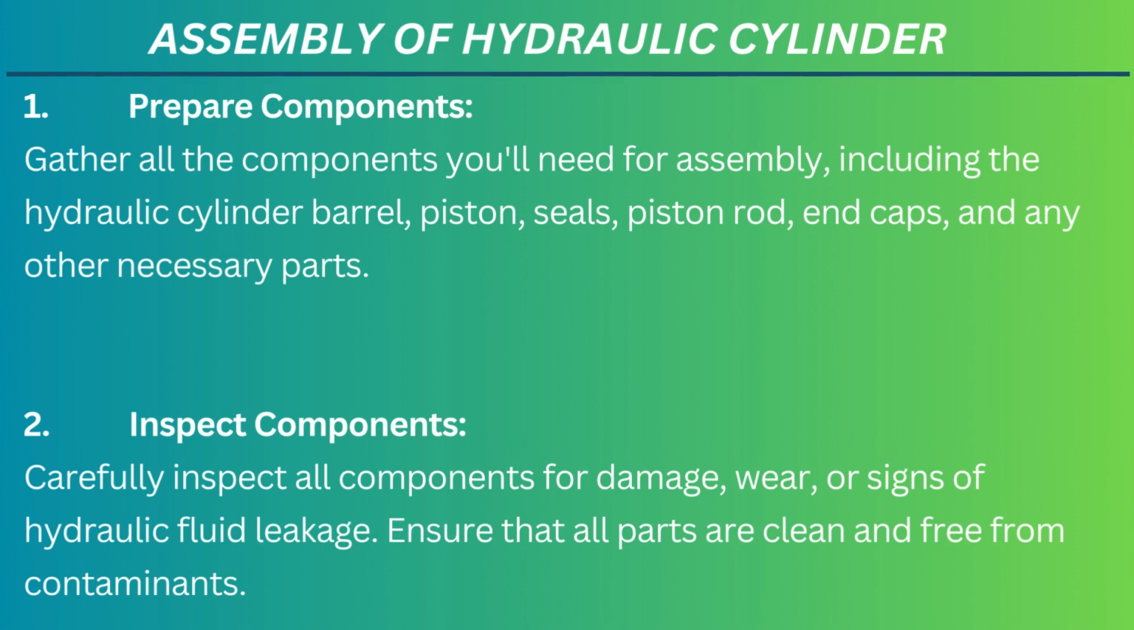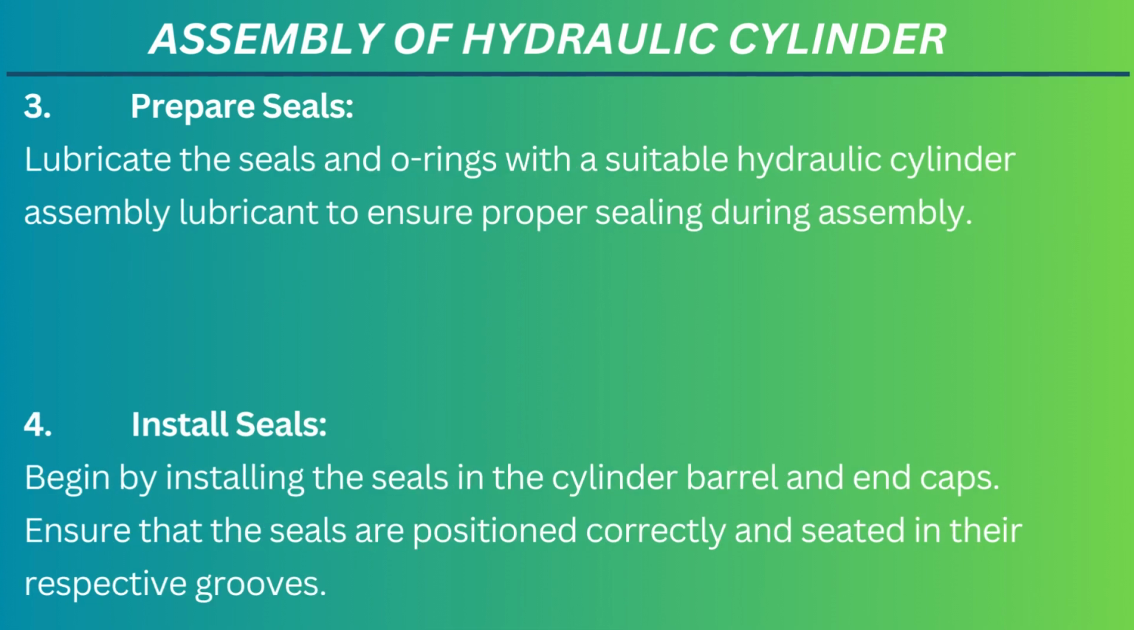1. Prepare components. Gather all the components you'll need for assembly, including the hydraulic cylinder barrel, piston, seals, piston rod, end caps, and any other necessary parts. 2. Inspect components. Carefully inspect all components for damage, wear, or signs of hydraulic fluid leakage. Ensure that all parts are clean and free from contaminants.